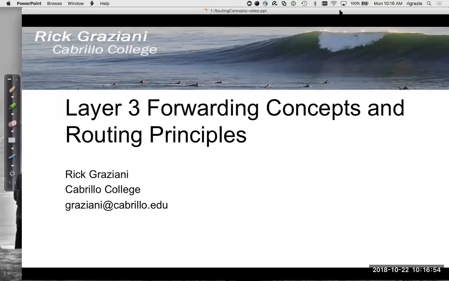Hi, and welcome. We're going to talk about layer 3 forwarding concepts and routing principles. We'll cover quite a few things, basically understanding a little bit about how routers forward packets.